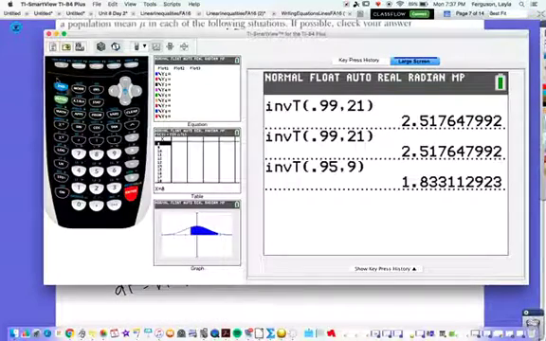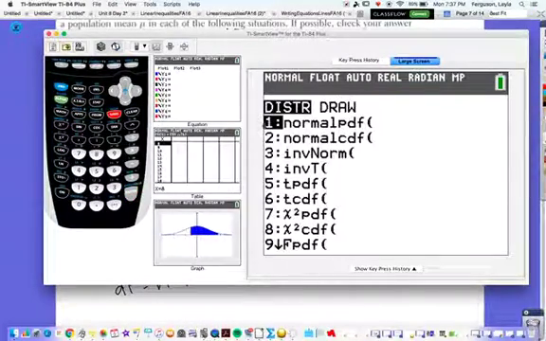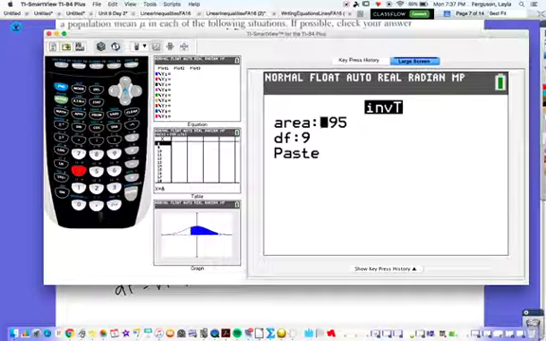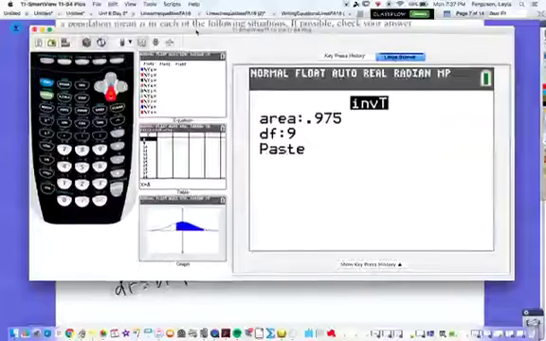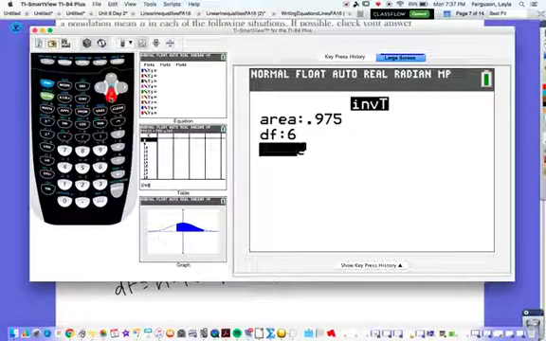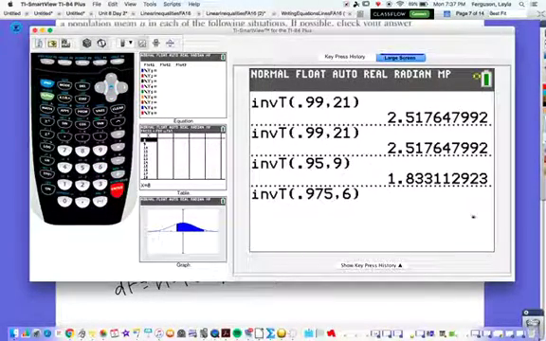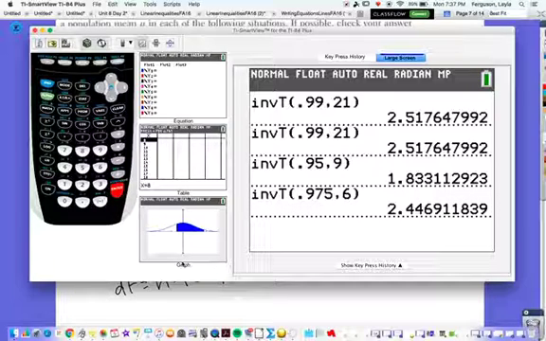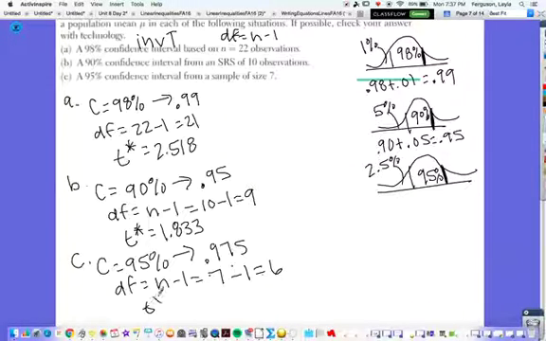We go to the calculator and do second vars. We do option 4 because it's inverse of t, and that gives us our t star. 0.975 is the area underneath the curve that we were looking at. Our degrees of freedom would be 6. And then we paste and get our t star is 2.4469. So t star is 2.447.